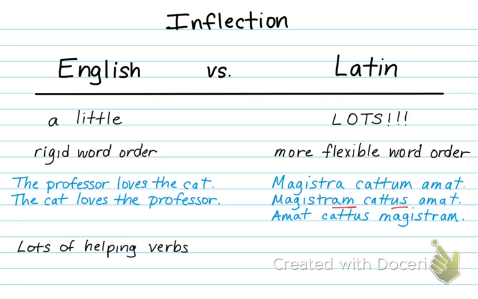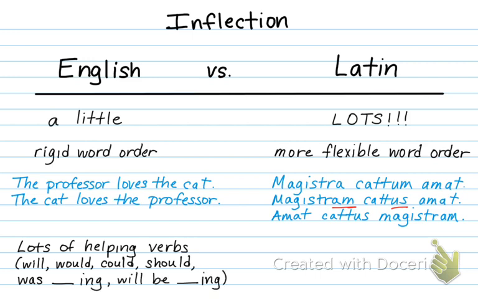Another consequence of inflection is that a language like English has lots and lots of helping verbs. You know these as the little words like will and would and could and should and was blanking and will be blanking, etc. Latin doesn't have those helping verbs. Instead, it uses inflected endings to designate all of those concepts.